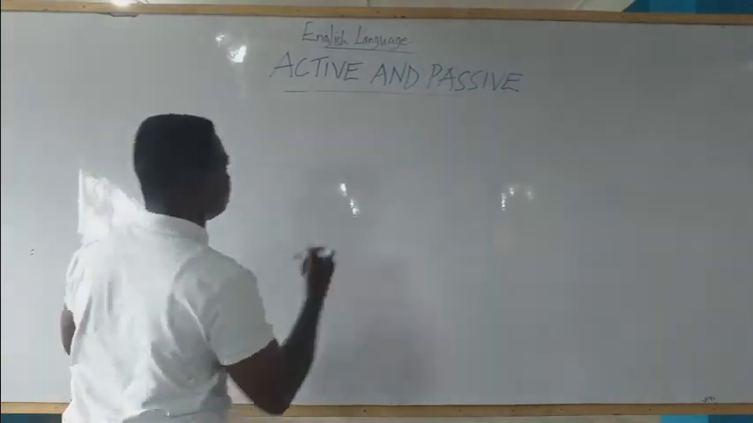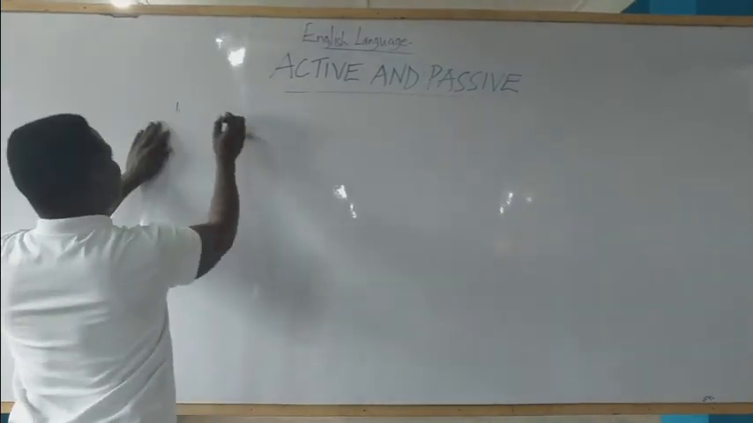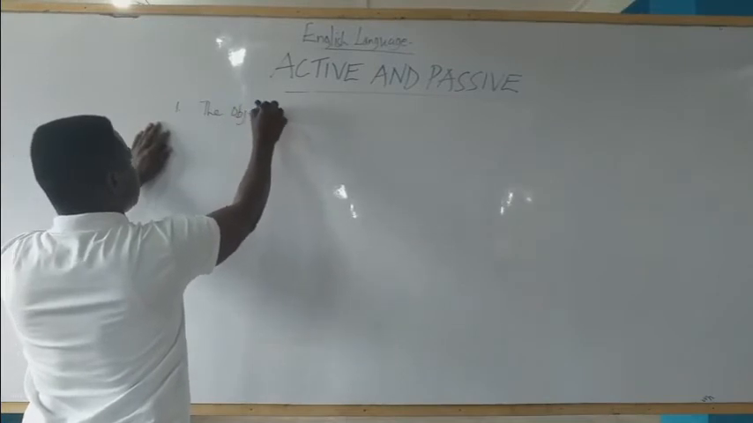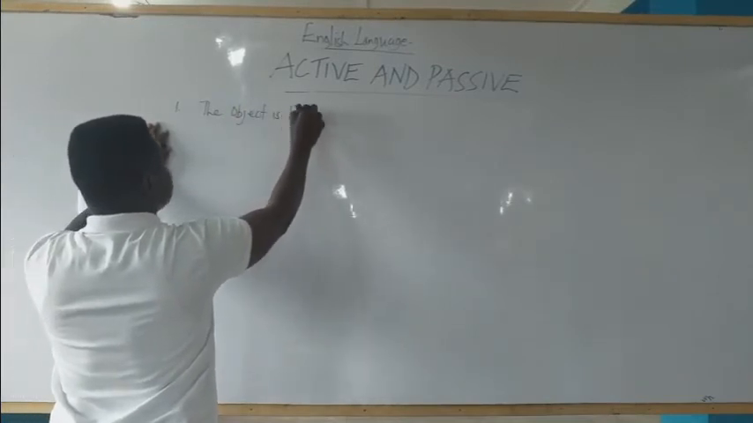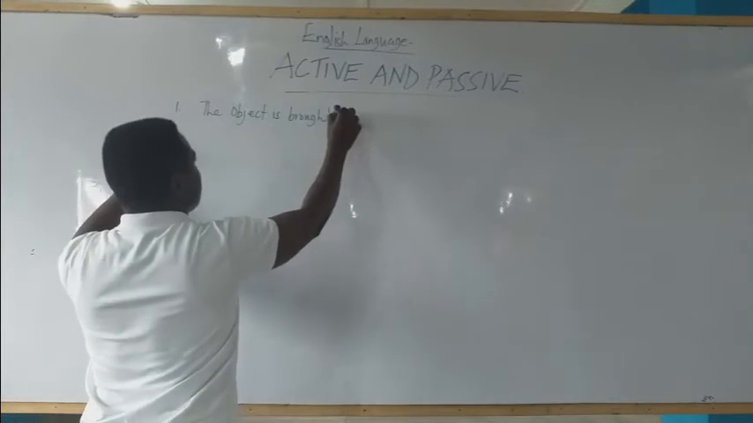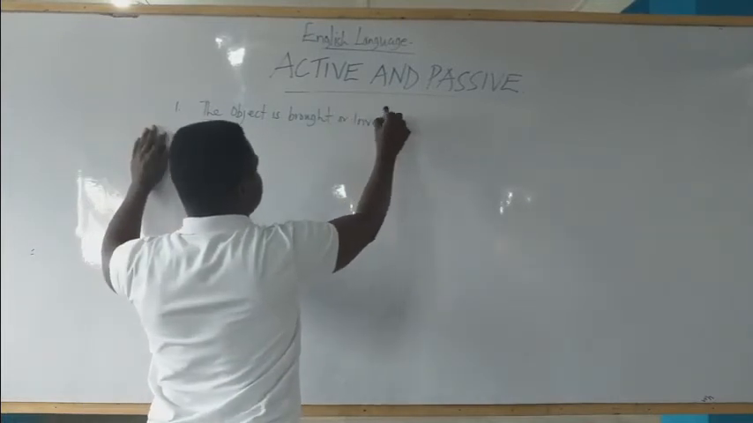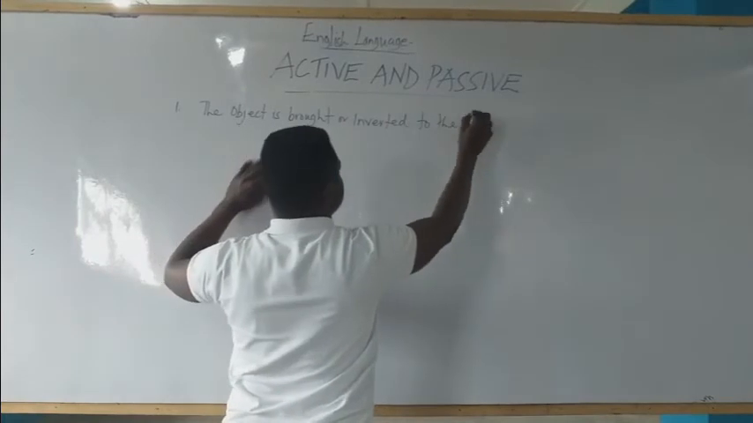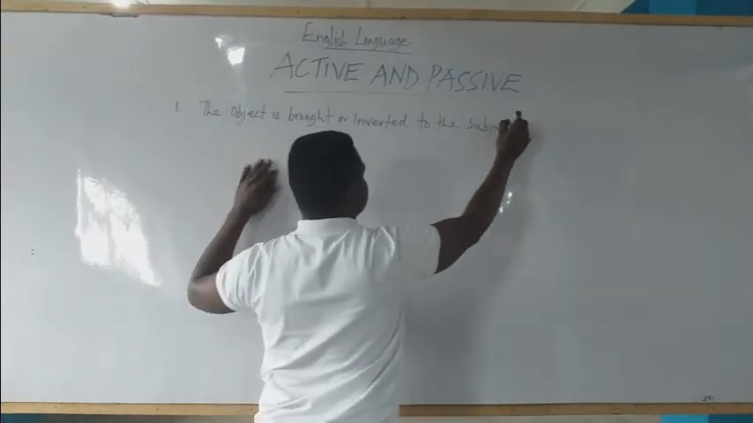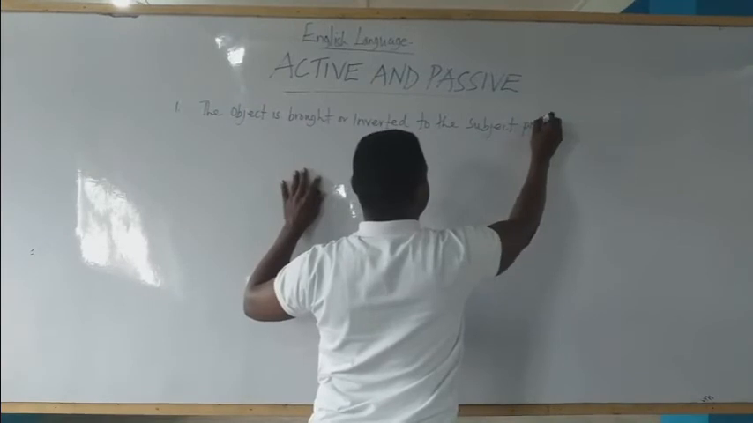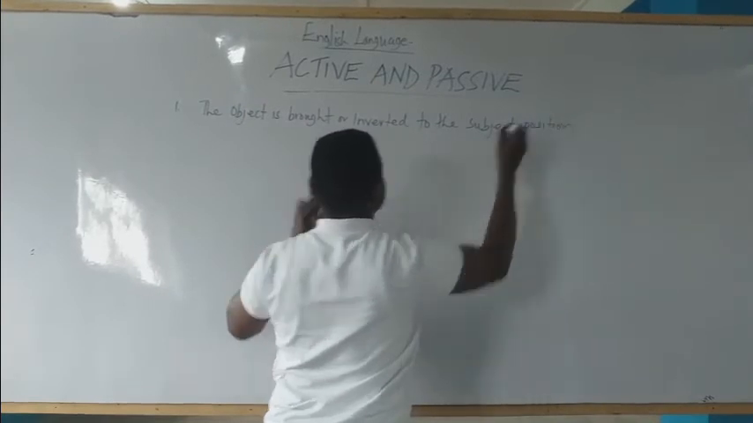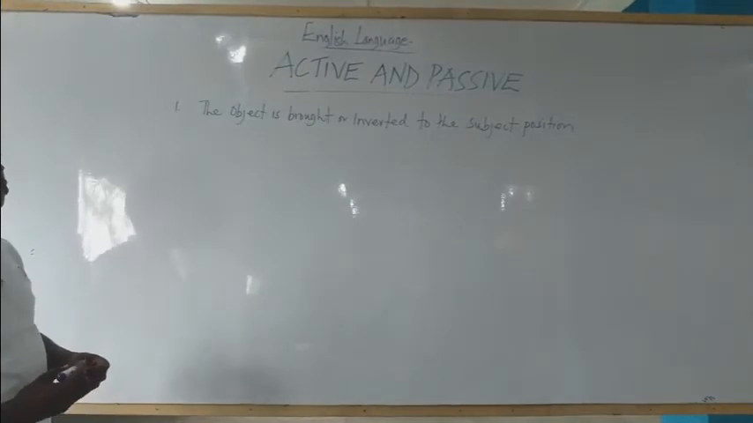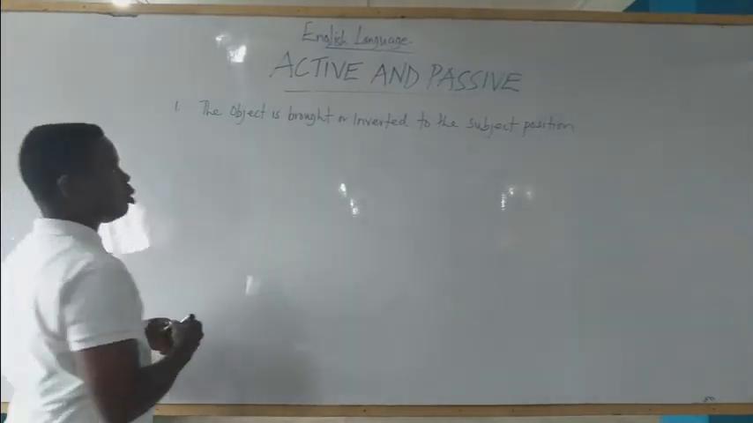What's the first thing you do? Number one, the object is brought or inverted to the subject position. That's the first step. The object is brought or inverted to the subject position. That's number one.